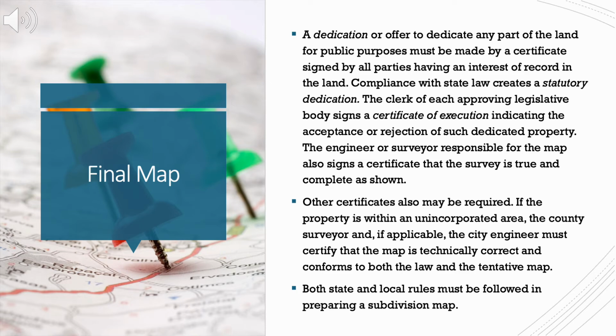The clerk of each approving legislative body signs a certificate of execution indicating the acceptance or rejection of such dedicated property. The engineer or surveyor responsible for the map also signs a certificate that the survey is true and complete as shown. Other certificates also may be required. If the property is within an unincorporated area, the county surveyor and, if applicable, the city engineer must certify that the map is technically correct and conforms to both the law and the tentative map. Both state and local rules must be followed in preparing a subdivision map.